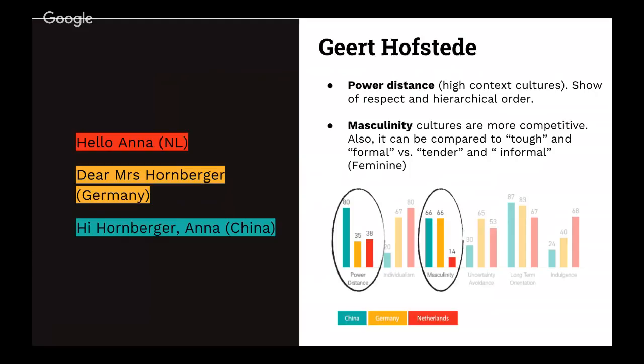Also in China you have a very high power distance, which means the surname has to be named first. It's a sign of respect, but it's also a high context culture, showing where you are from and where you belong in your family. So the surname has to be named first, and then the first name comes.